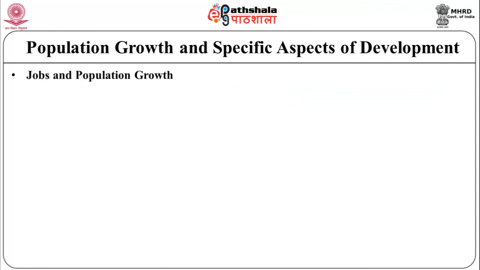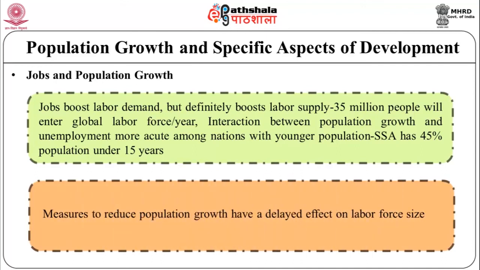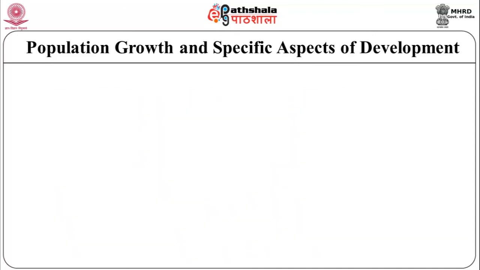Now let us look at jobs and population growth. Jobs boost labor demand but definitely pose a labor supply challenge. 35 million people will enter the global labor force per year. The interaction between population growth and unemployment is more acute among nations with a younger population. SSA has 45% of its population under 15 years. Measures to reduce population growth have a delayed effect on labor force size.